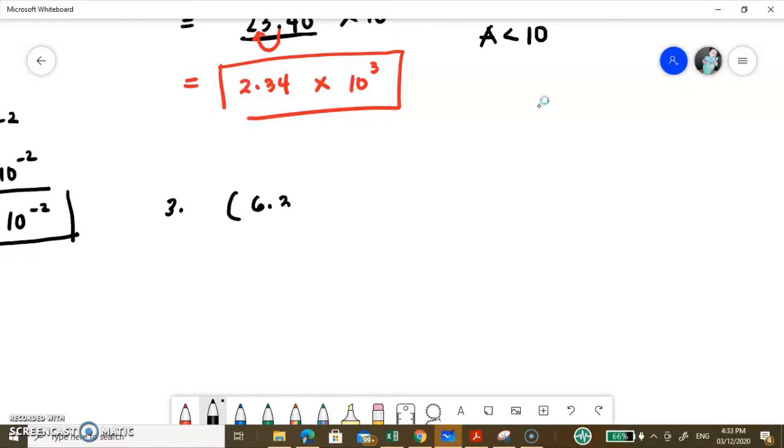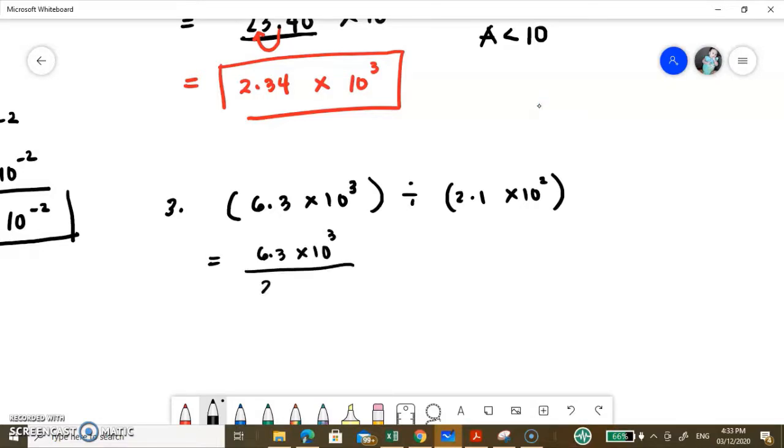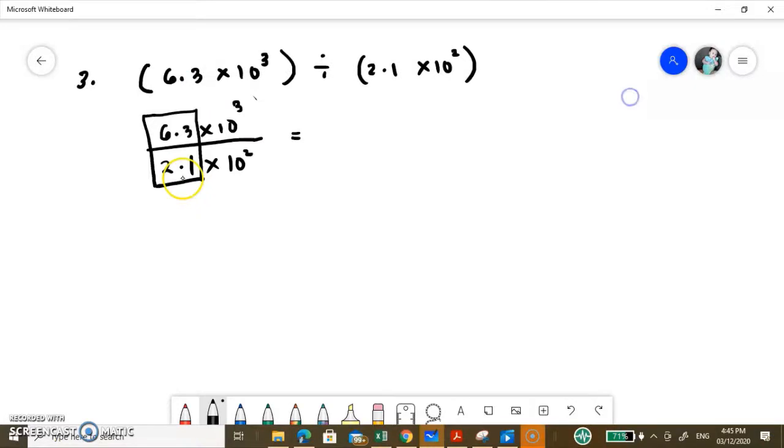So, if you have 6.3 times 10 raised to 3, okay, divided by 2.1 times 10 squared, that could also be written as 6.3 times 10 cube over 2.1 times 10 squared. So, ito lang yung ipagde-divide nyo. Tapos, yung times 10 raised to, itong mga exponents yun naman dito, ang ipagsasubtract nyo.